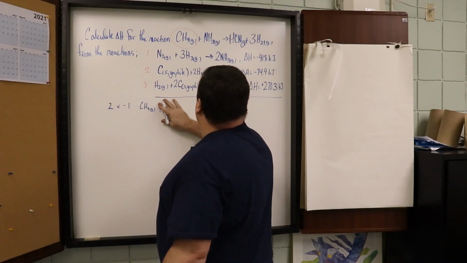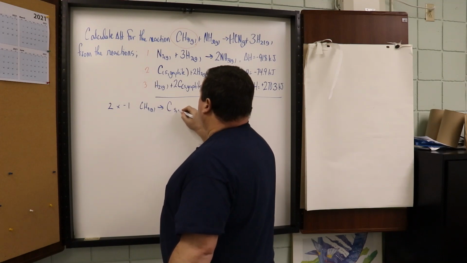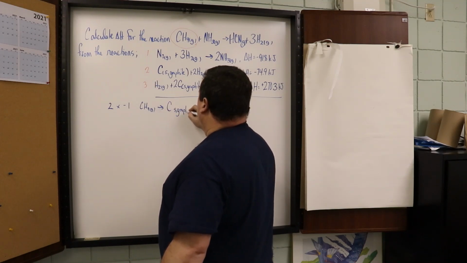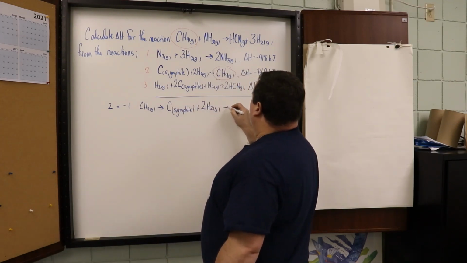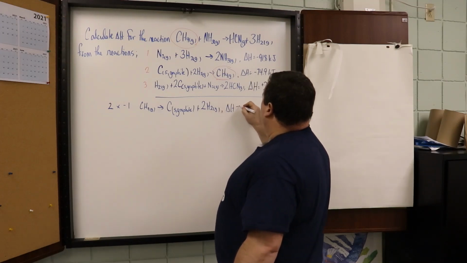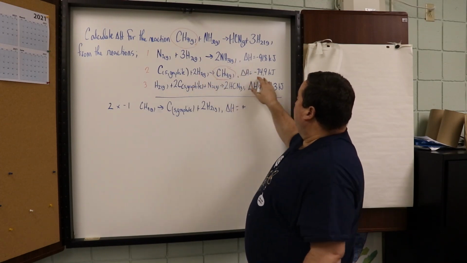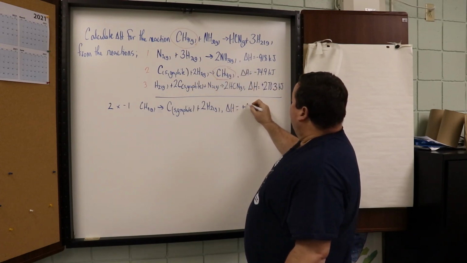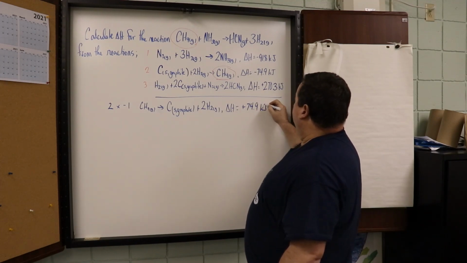And CH4 produces carbon, solid, graphite, plus 2H2 gas, delta H is positive. As we reverse the equation, the negative enthalpy becomes a positive, 74.9 kilojoules.